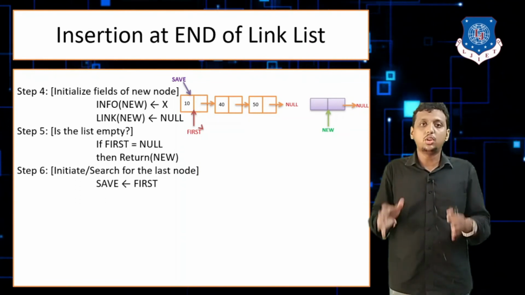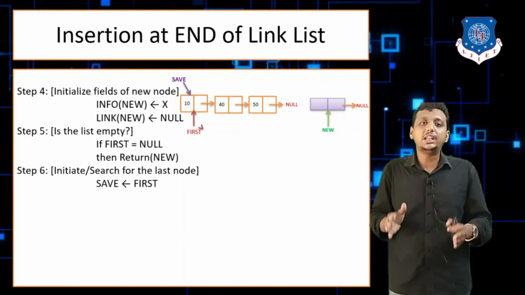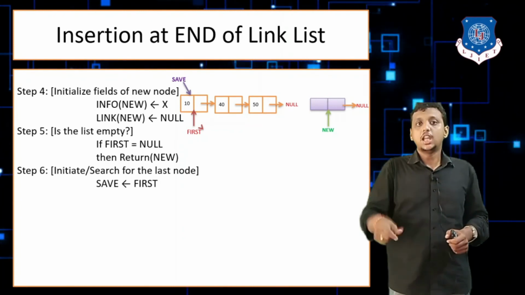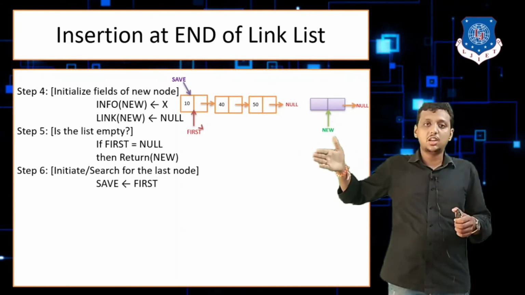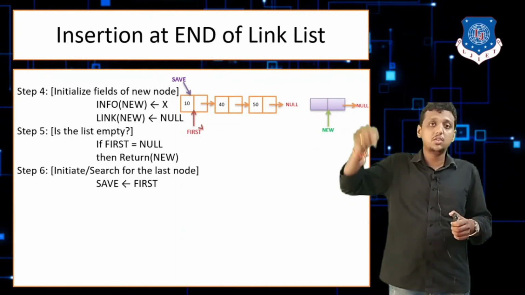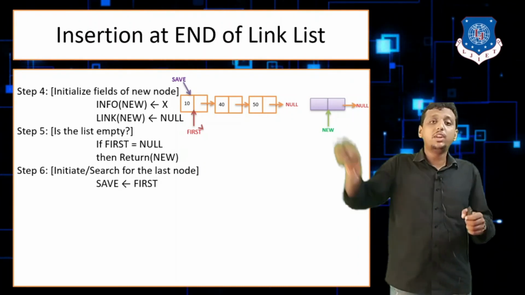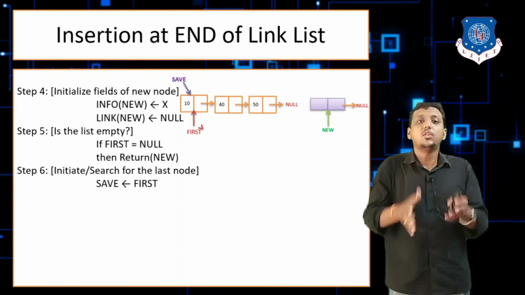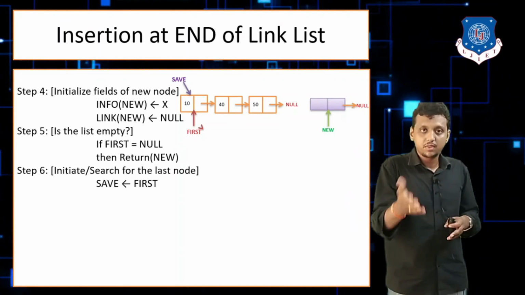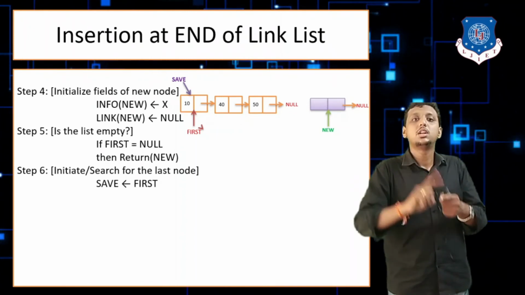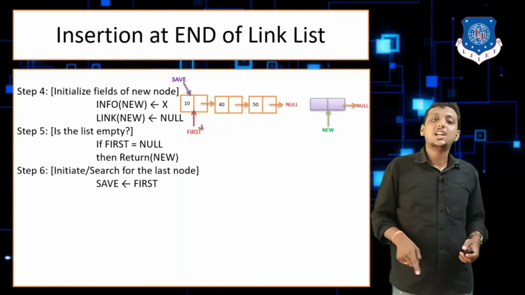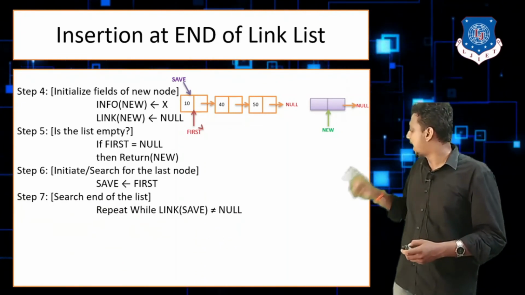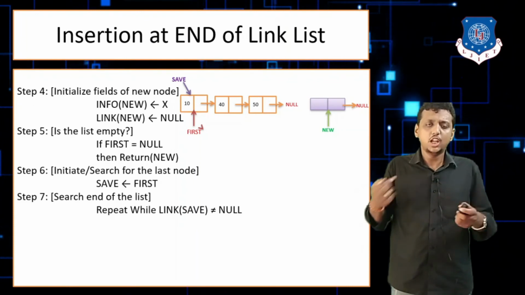What I'm going to find out over here is which node's link is pointing to null. So if this is save, this becomes link of save. The next will become the link of save. I am moving the save pointer from one to another, one to another, and when it reaches the last node, its link becomes null. That's why the next step is to search the end of the list. We need to search the end node of the list.